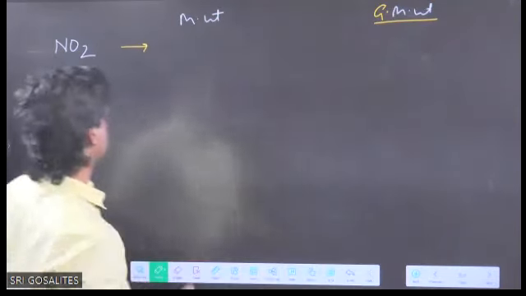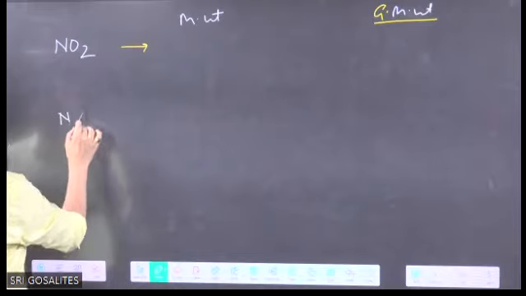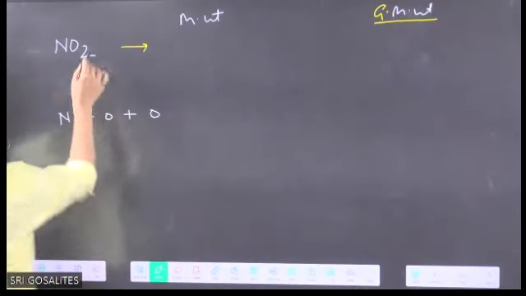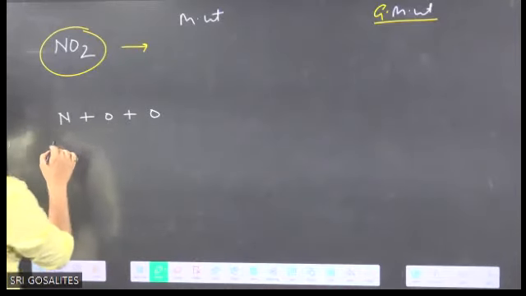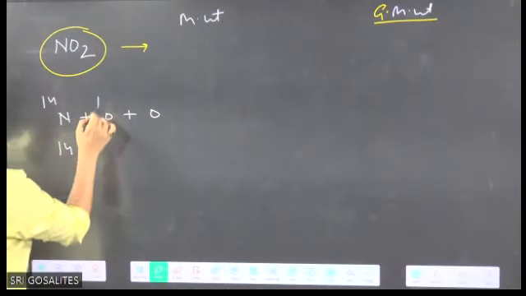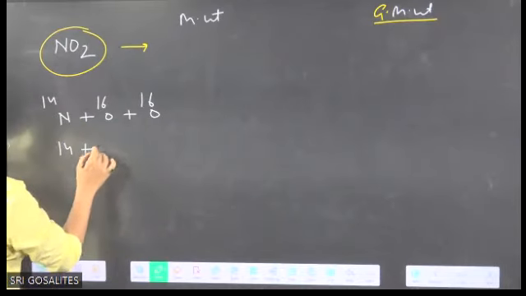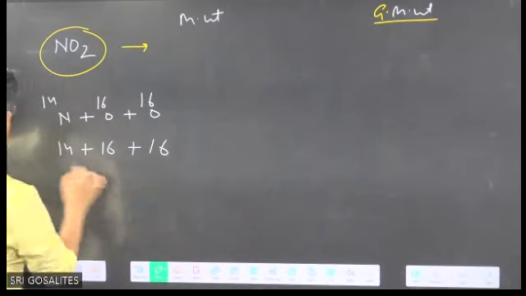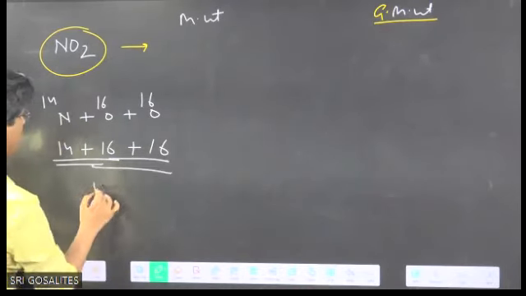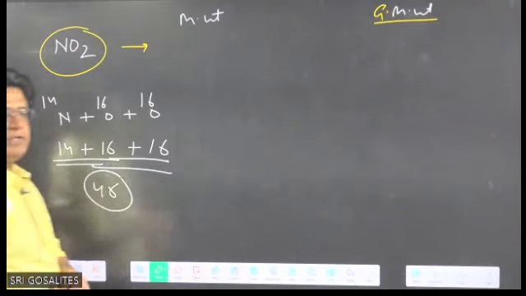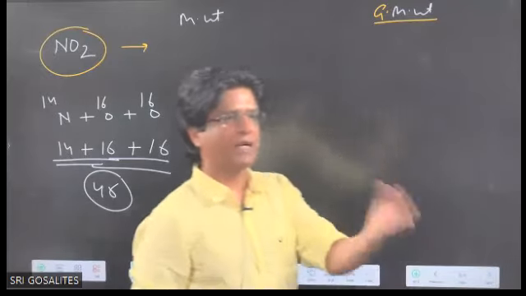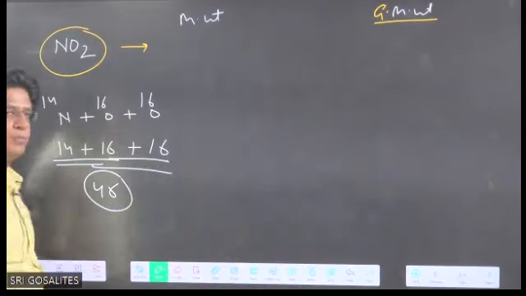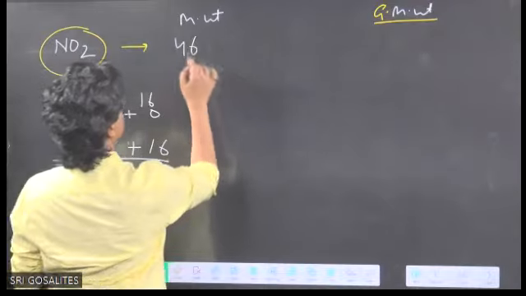So N plus O plus O. NO2 is made up of 1 nitrogen atom and 2 oxygen atoms. Total will be how much? This is 14, 16 and 16. So 16 plus 16 is 32, plus 14 is 46. So we have got 46 neutrons and protons. Each neutron, each proton has a weight of 1 AMU. So 46 neutrons and protons will have a weight of 46 AMU.